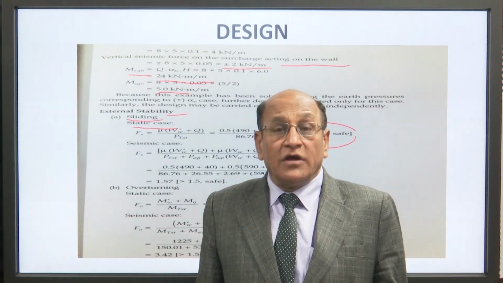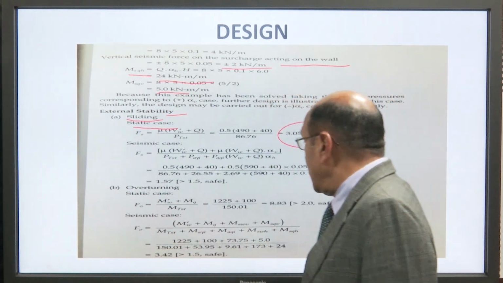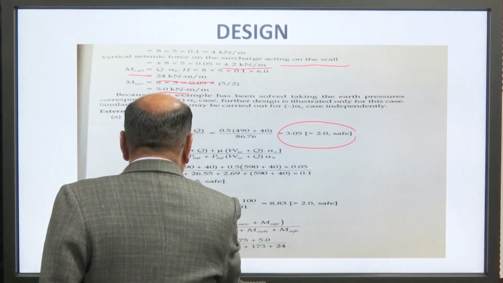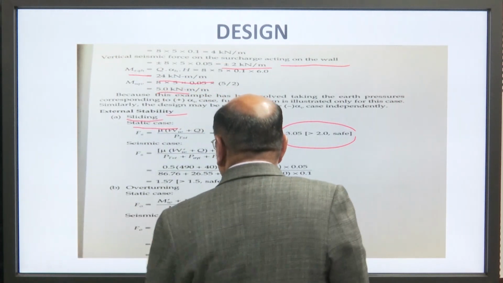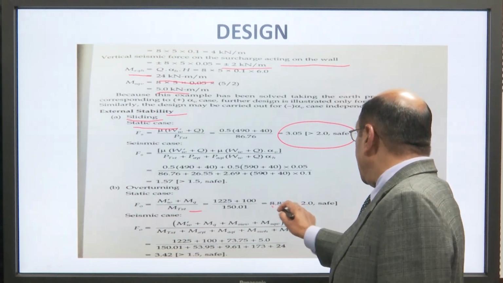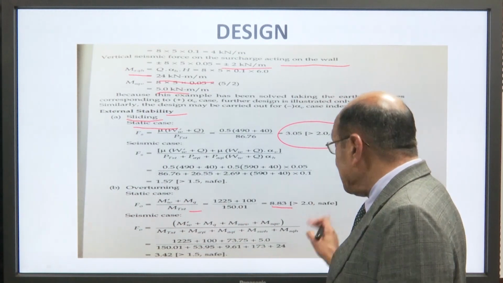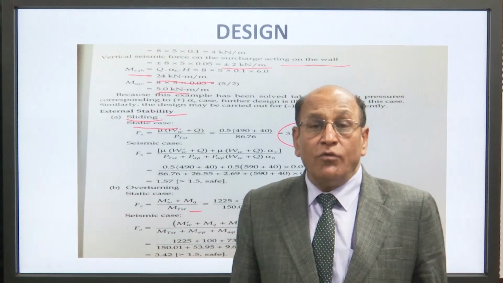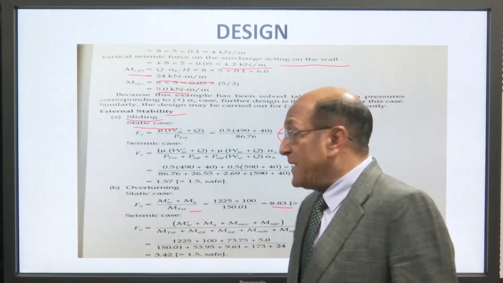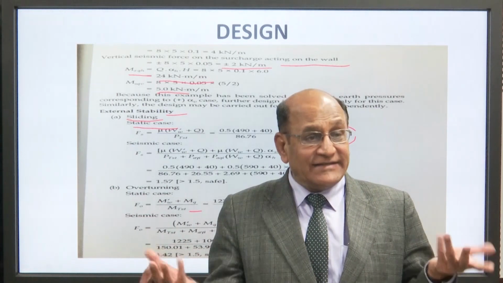Now we go for checking the stability against overturning. In the static case, again here we calculate the S0 by this equation. Putting this value, we will get 8.83, which is more than 2, hence it is safe. Considering the seismic condition, again after putting the value of each parameter in the equation, we will get 3.42, that is more than 1.5, hence it is safe.